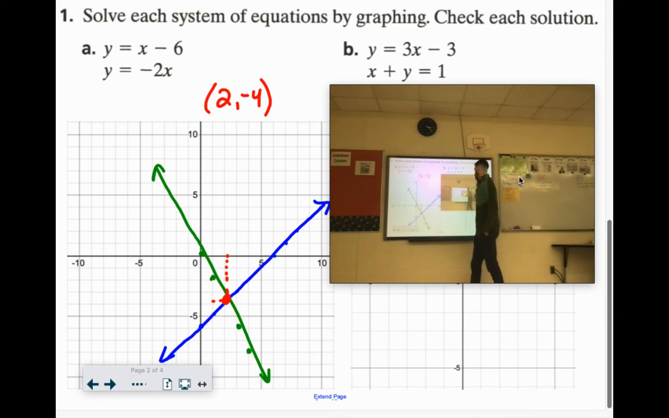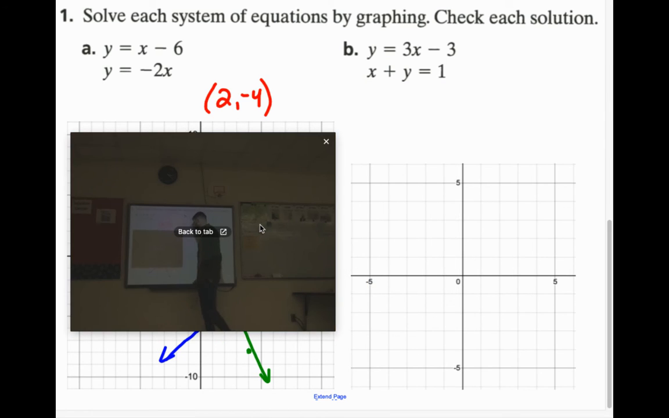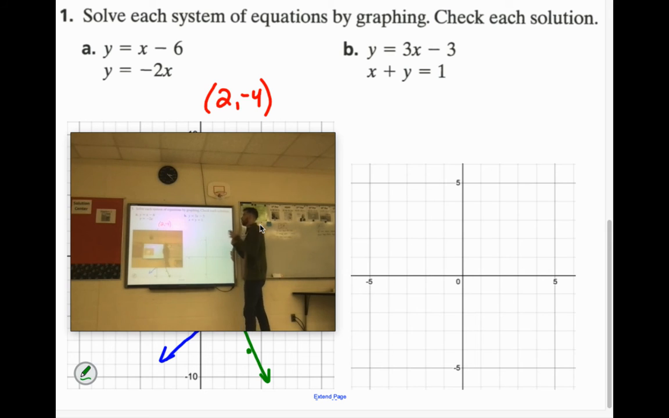That was a pretty rough graph. If you want to talk about rough draft, let's talk about rough graphs.